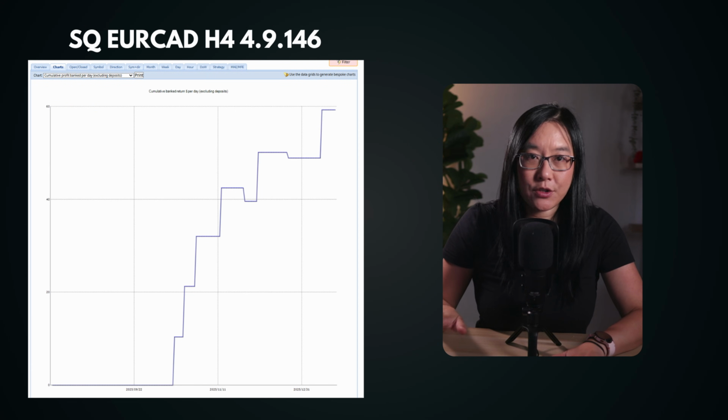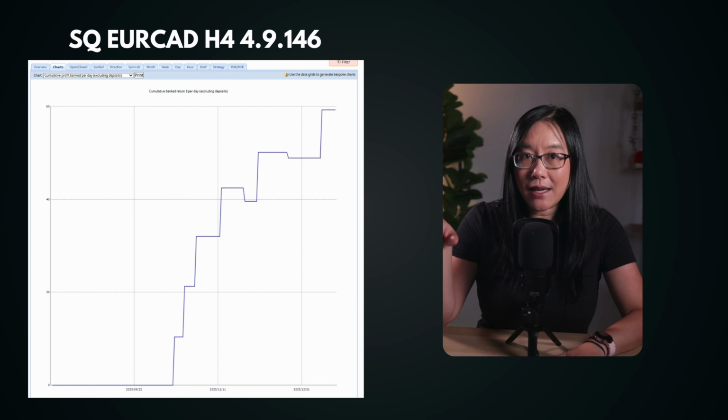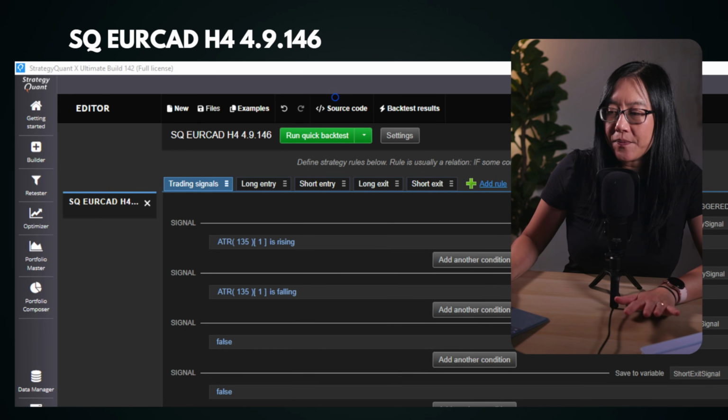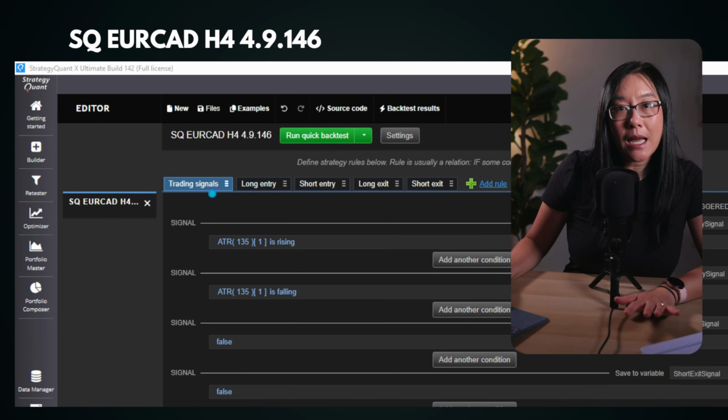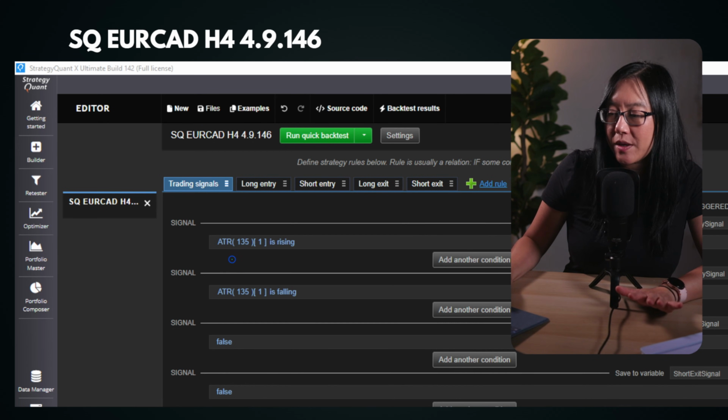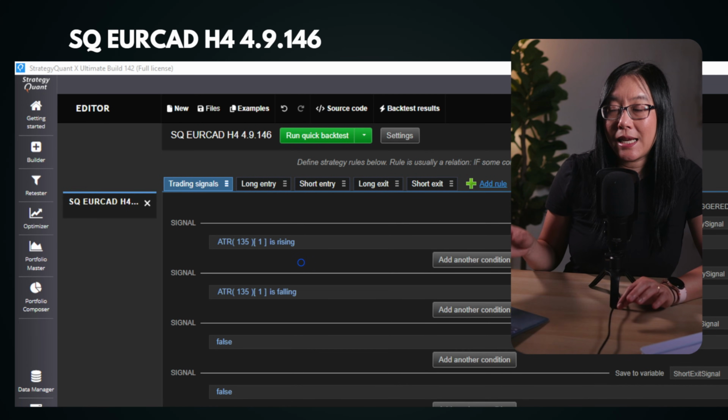In algorithmic trading, this usually uses 1 or more indicators to tell us, hey, you need to place a trade. Let's look at one of my strategies as an example. This one I sent to my students 3 months ago. It's trading on the EuroCAD on the 4-hour time frame, and I've loaded it into Strategy Quant, the software that I use. This is the Algo Wizard screen, and in the Trading Signals tab, you can see the logic for the entry is very simple. If the ATR of the past 135 bars is rising, then this tells us we need to place a trade.